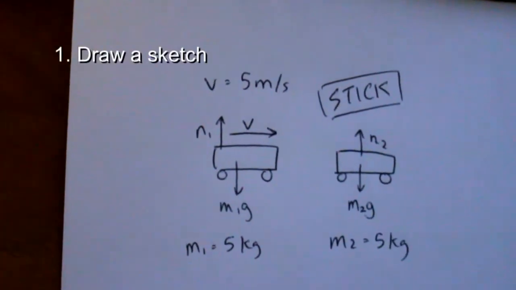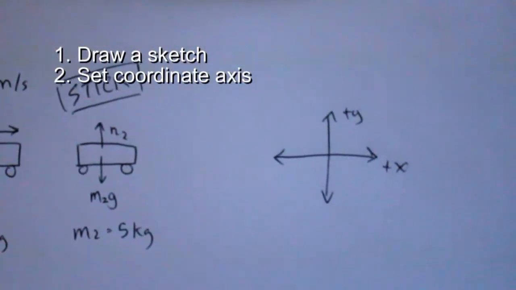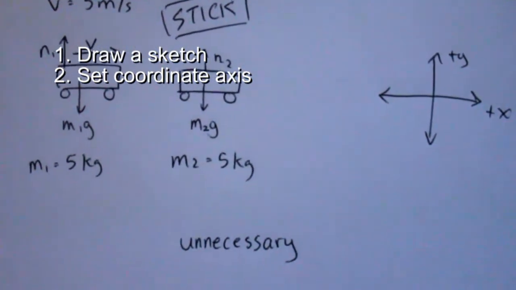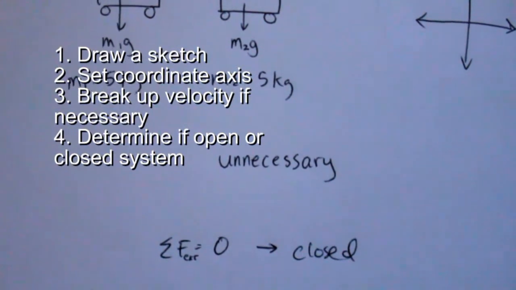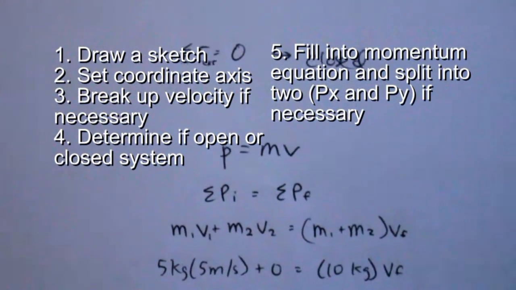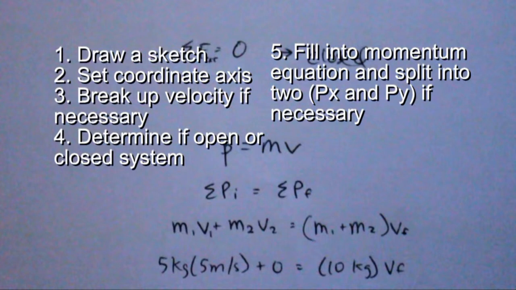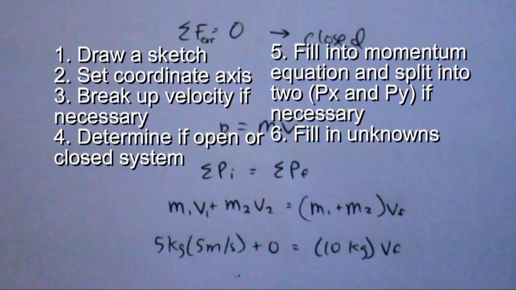Draw a sketch. Set coordinate axis. Break up velocity if necessary. Determine if it is an open or closed system. Fill in two momentum equations and split into two equations if necessary. Fill in unknowns. Solve.